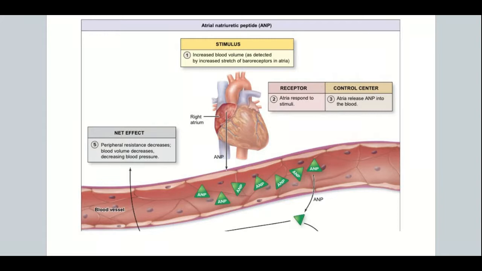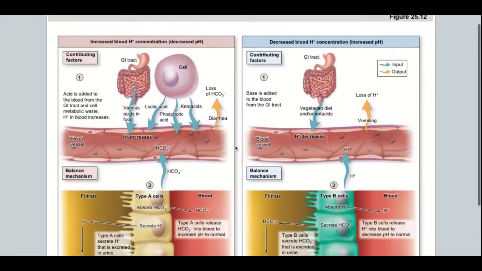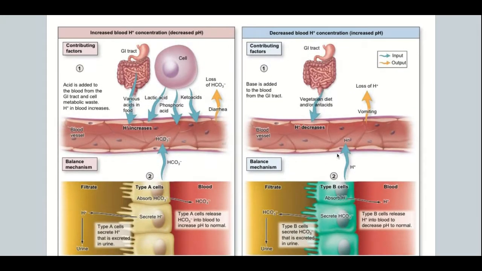The last part of this chapter is acid-base balance, and let me see if we have a picture for this. I guess I'm going to use this figure right here, and I don't know where that is in your textbook. Hold on, let me see. That's on page 1020. This is figure 25.1, and it kind of summarizes what's going on here.